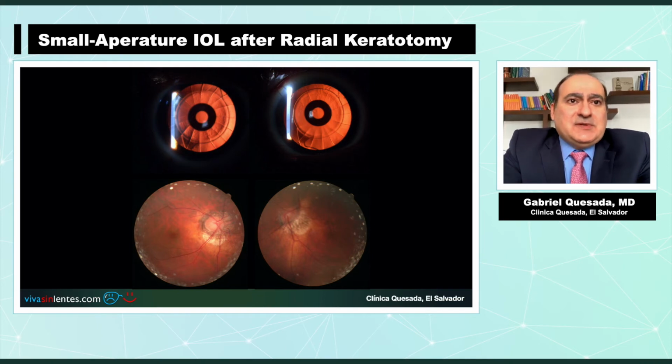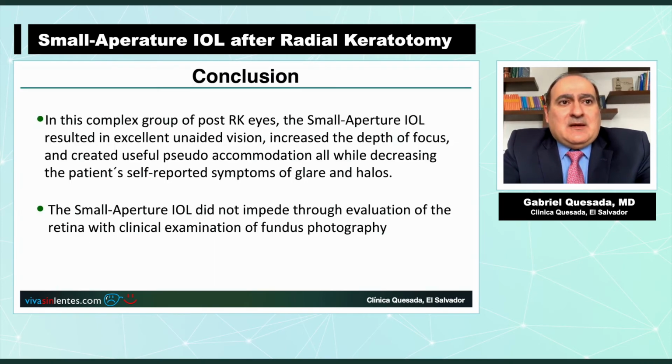So, in conclusion, we can say that in this complex group of patients with radial keratotomy and irregular corneas, the small aperture IOL results in excellent unaided vision, increased depth of focus, and created useful pseudo-accommodation, all while decreasing the patient's self-reported symptoms of glare and halos. The small aperture IOL did not impede thorough evaluation of the retina with clinical examination or fundus photography.